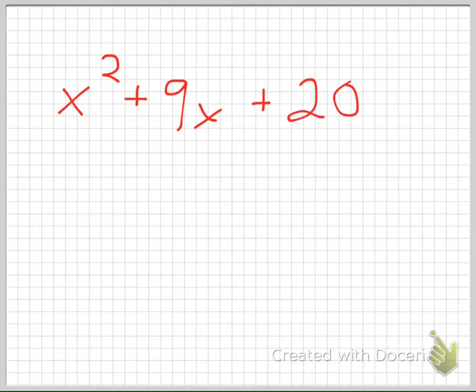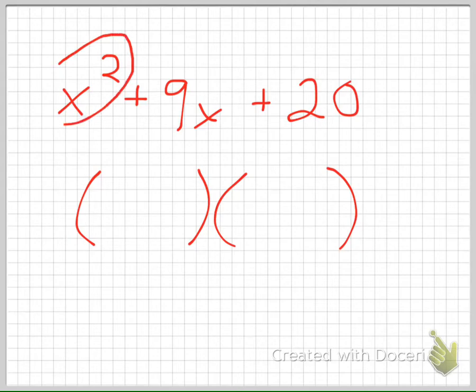Here's the deal. We know that this, if it is factorable, if this thing can be factored, is going to look like two binomials multiplying each other. We already know that the first thing in each binomial is going to be what? What's going to go here and here?